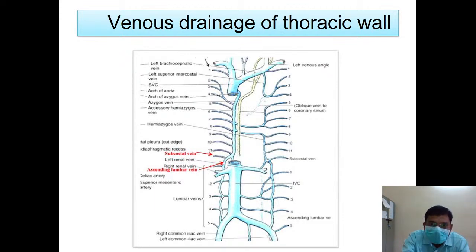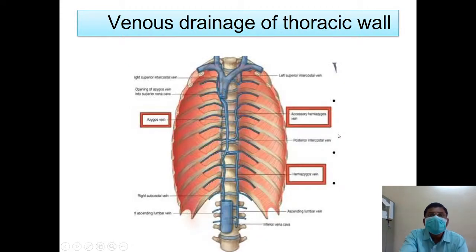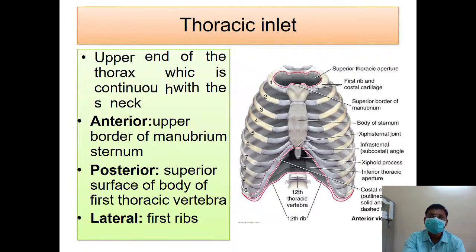Along with this azygous vein and the hemiazygous vein, there is another one called the accessory azygous vein. Whatever region is being drained between the 5th, 6th, 7th, 8th ribs, all these veins will join together to form another vein here, which is called the accessory hemiazygous vein. In this way, coming to the venous drainage of the thoracic wall, there are three important veins. Please remember, one is the azygous vein, the second is the hemiazygous vein, and the third is the accessory hemiazygous vein.